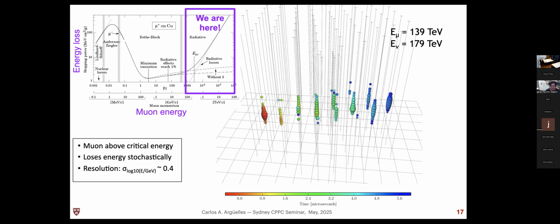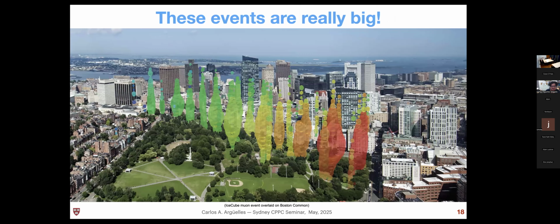And the energy, unfortunately, due to the nature of the stochastic losses, is always going to have a very broad uncertainty. So these events are very big. If you ever visit Boston, this is one of the parks we have here, and you can see that this sort of event is a multi-city block kind of detector.